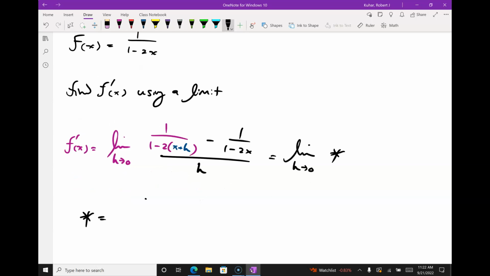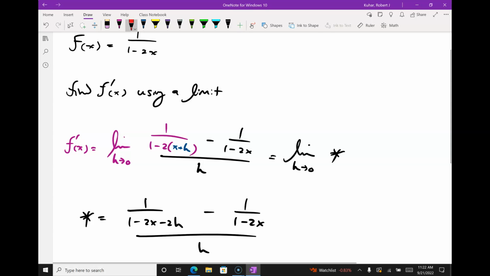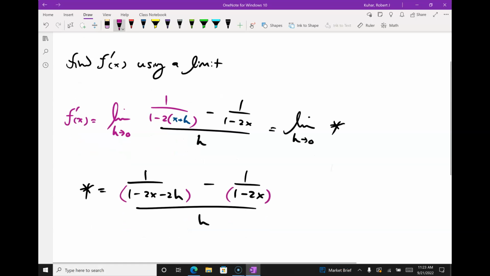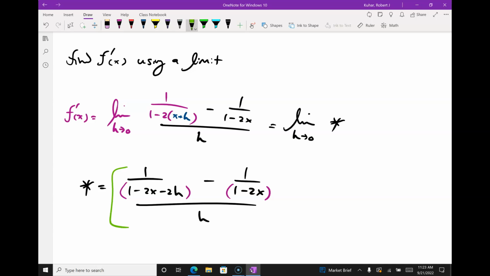So, as I'm writing star, I like to try and clean up my parenthesis first, and then rewrap any multi-term numerator or denominator. So notice I distributed that -2, and then I rewrapped multi-terms, right? Okay? Yep, good. Now I'm going to multiply the numerator and the denominator by the LCD, or maybe a common denominator, which is 1 minus 2x times 1 minus 2x minus 2h.